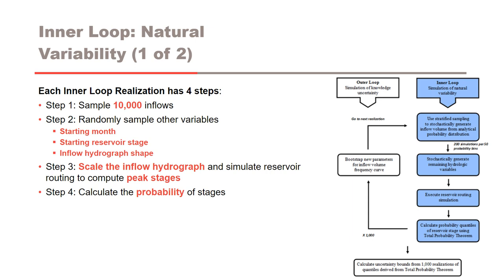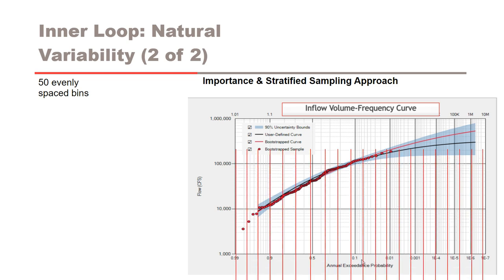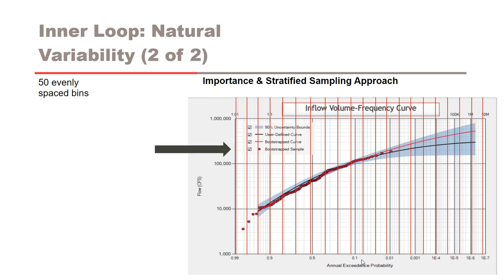Calculate the probability of the stages using the total probability theorem. When sampling inflow volumes in the inner loop, RFA uses an importance and stratified sampling approach. In practical terms, for each new red inflow volume frequency curve, 50 evenly spaced bins are applied along the probability axis. Then, 200 inflows are sampled from each bin.